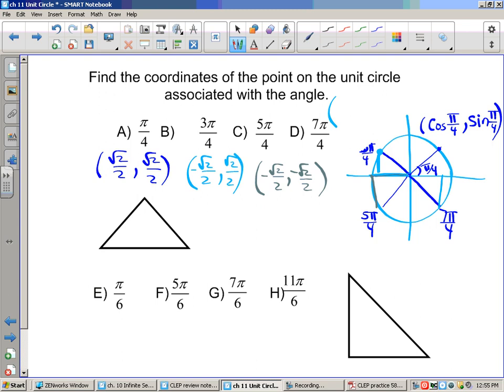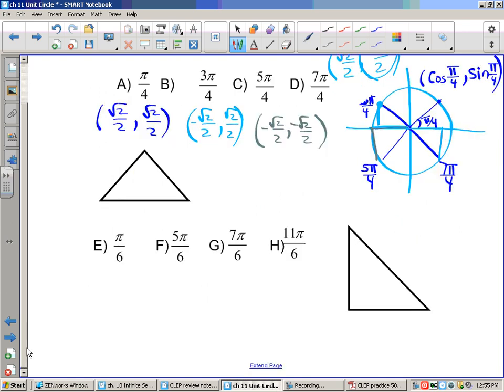So 7 pi over 4, we see x's are positive, so that's positive root 2 over 2, but it's going down, and so the y's are negative. If I asked you for the sine of 7 pi over 4, I can see really quickly from that coordinate, boom, negative root 2 over 2. I've got the sign there, I've got it all. You can see how the unit circle is actually a combination of that reference chart that you've already done and the graphs all in one. It's everything.